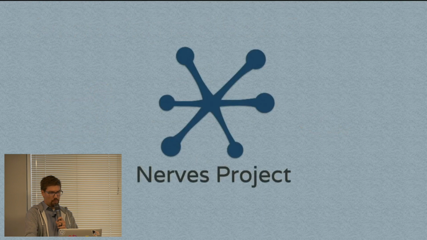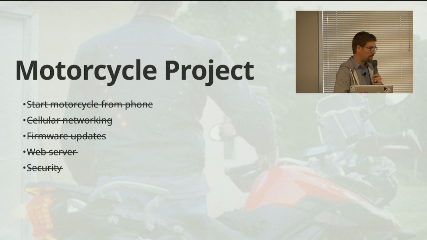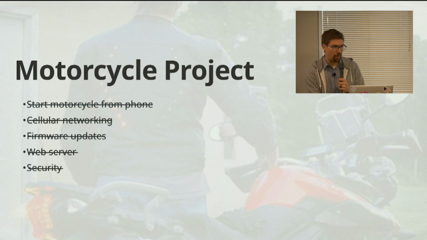So that's how we can use the Nerves project to solve a lot of these business case problems that we have. So here we are, we got our motorcycle project. We already started it from our phone, and now we've got our cellular networking set up and our firmware update servers. We can connect to web servers, and we got security taken care of. We can ship this project, right? Woo!